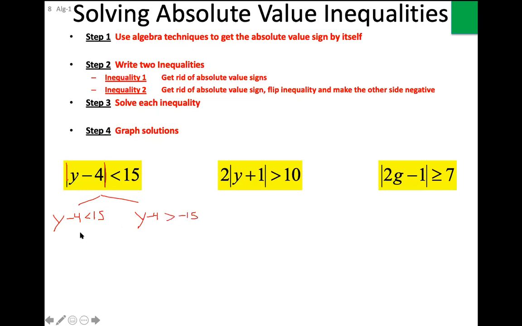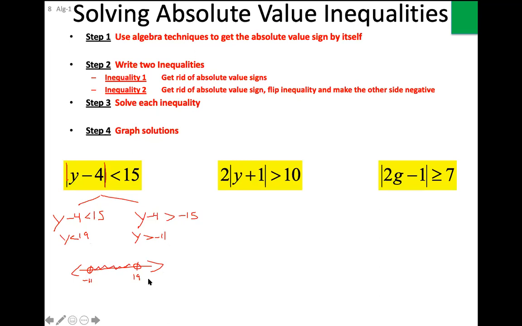We solve each one of these. Add 4 to both sides. Well, that would be less than 19. Add 4 to both sides, and we get greater than, add 4, negative 11. Number line. Small number goes on the left, negative 11. Big number goes on the right, 19. Looks like open circles on both of those numbers. It says y is bigger than negative 11, but smaller than 19. Hey, this is an and.